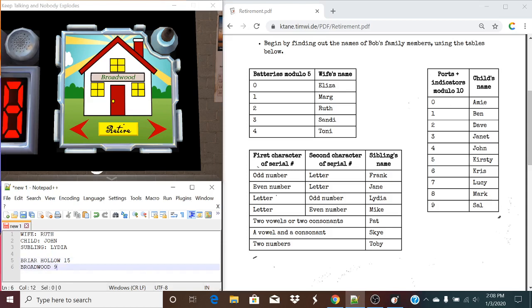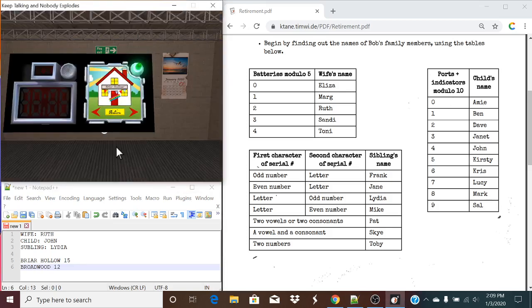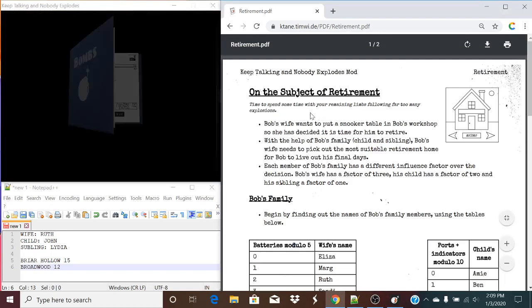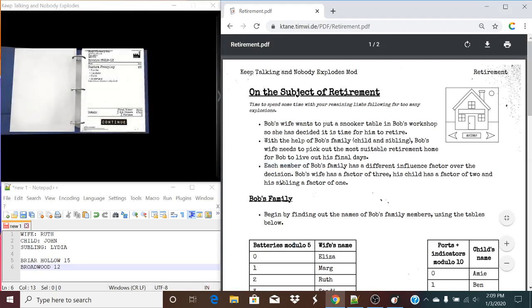And taking a look here, Lydia, no L's, no Y's, 2 D's, but that would be adding 11. No Indias and 1 Alpha, so that becomes 12. So by default, I can already tell that Briar Hollow is our winner. And that's a solved module. So it's just kind of using your resources and thinking about it a little bit, especially because the wife has a huge influence on where Bob will retire.